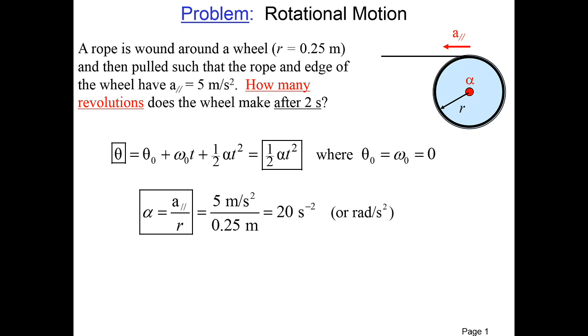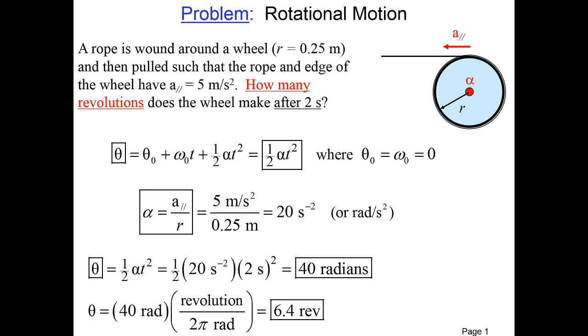So the acceleration of 5 meters per second squared divided by 0.25 meter radius gives us an angular acceleration of 20 radians per second squared, sorry. So now we want to know how many radians the wheel has turned. So we use the angular acceleration of 20 radians per second squared times 1/2 times the 2 seconds squared, and that gives us a total of 40 radians.